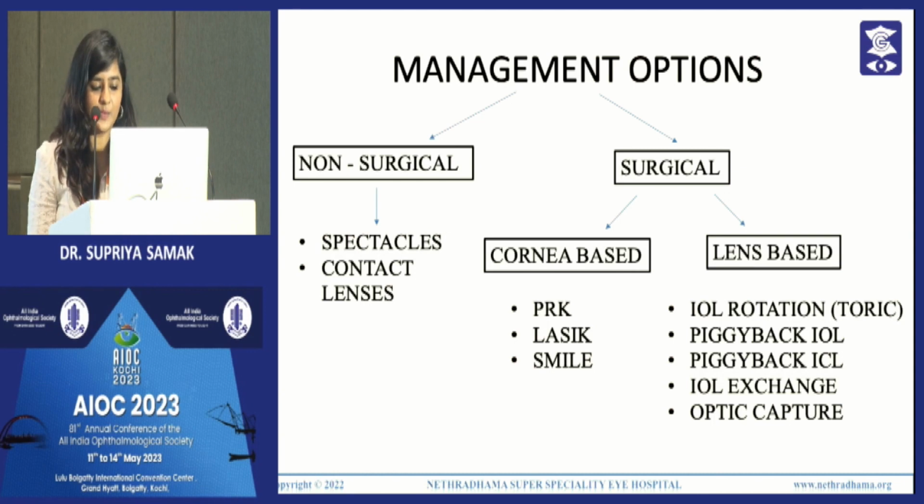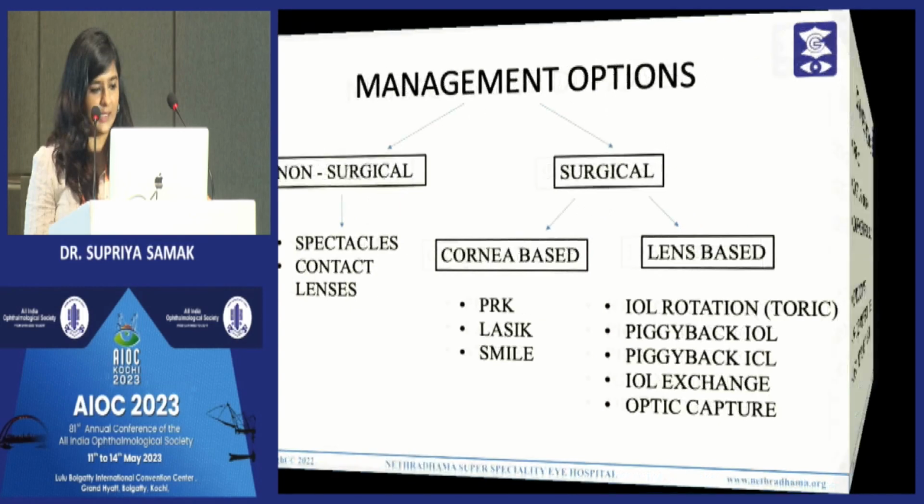And the lens-based procedures, if you've put a toric IOL, we'll have to rotate it into the right axis in case of residual astigmatism. We can use piggyback IOLs, piggyback ICLs, do an IOL exchange, or just by smaller maneuvers like an optic capture, we can actually change the residual refraction. So I'll be giving you case-based examples for all of these.